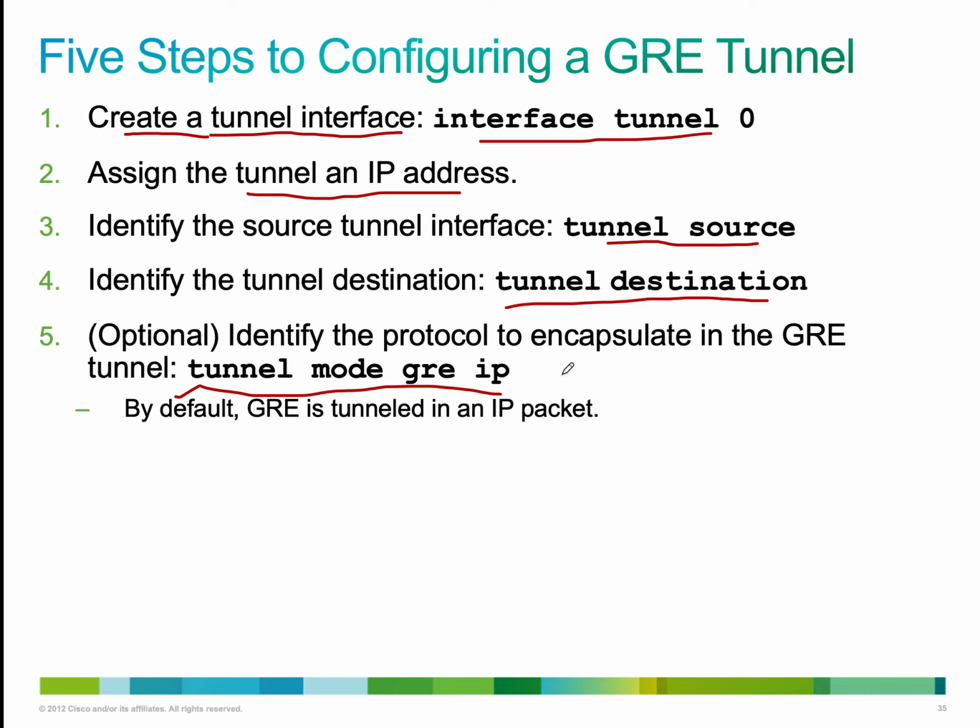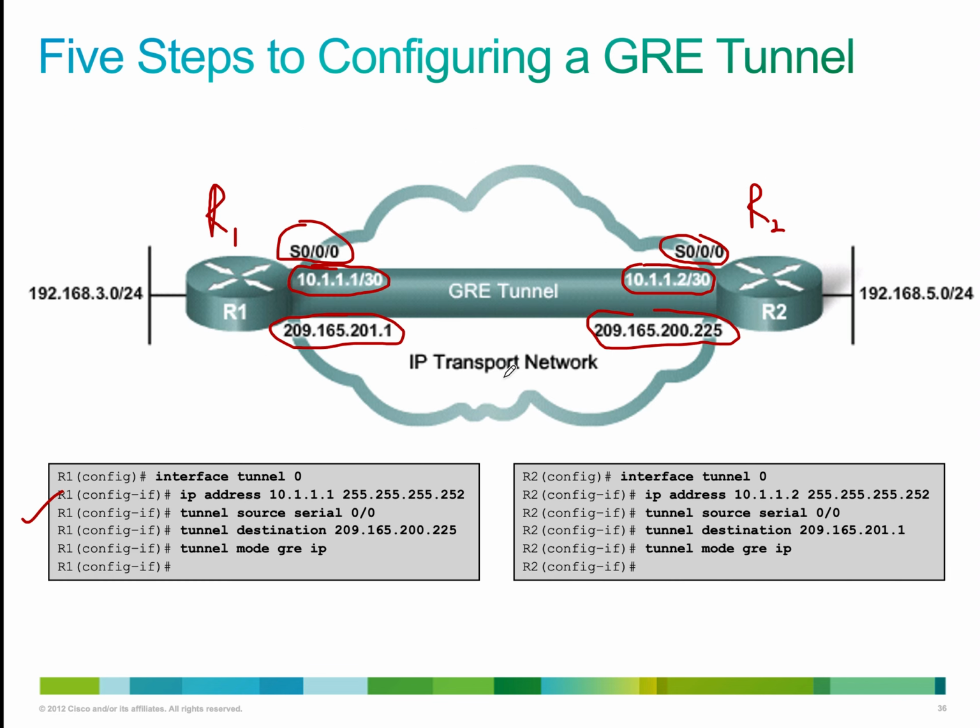And then we identify the protocol to encapsulate in the GRE tunnel. Which protocol are we going to encapsulate in the GRE tunnel? So we type tunnel mode GRE IP. So you already say you are using GRE. By default, GRE tunnels IP packets. So this is the 5 steps to configure a GRE tunnel.